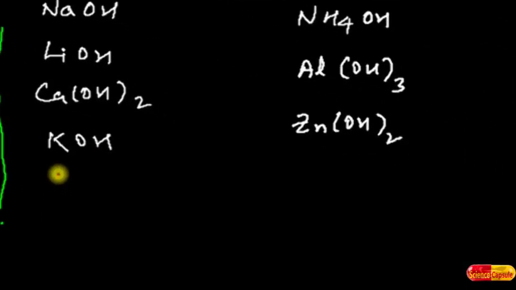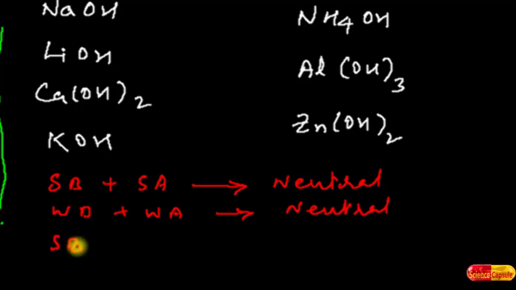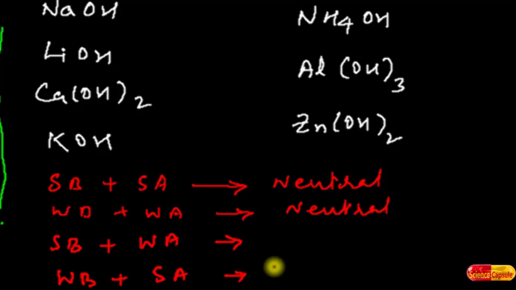Dear students, if a strong base reacts with a strong acid, then the salt so obtained will be neutral. Got it? Similarly, when a weak base reacts with a weak acid, in that condition also we will be getting neutral salt. Here when a strong base reacts with a weak acid, then what will be the chemical nature of the salt? Likewise, when a weak base reacts with a strong acid, then in that case what will be the chemical nature of the salt?